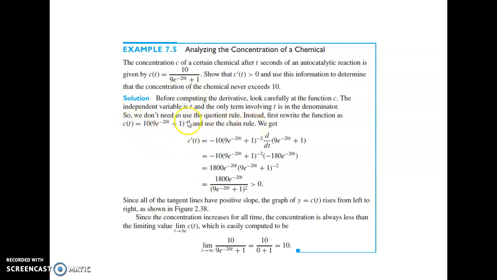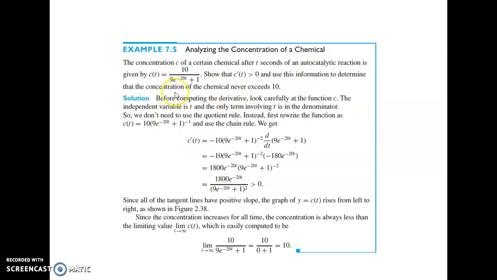So C'(t) is this 10 as it is, times the derivative of the outer, which is minus, this minus 2. So that's why this plus 10 becomes minus 10. So minus 1, minus 1, minus 2. Then the derivative of the inside: this is as it is, the derivative of this is 9 times minus 20, that is minus 180, e^(-20t), right? And then plus 0. So if you simplify all, you get this. This is positive and this square is also positive. Therefore, C'(t) is always positive.